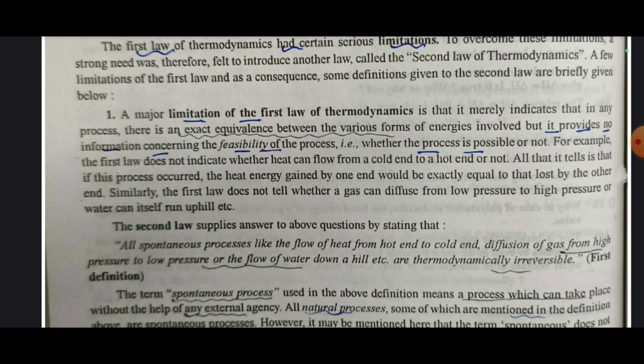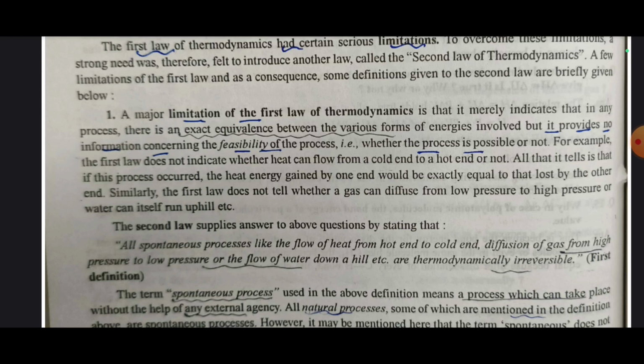For example, the first law does not indicate whether heat can flow from a cold end to a hot end or not. All that it tells is that if this process occurred, the heat energy gained by one end would be exactly equal to that lost by the other end. Similarly, the first law does not tell whether a gas can diffuse from low pressure to high pressure or water can itself run uphill, etc.